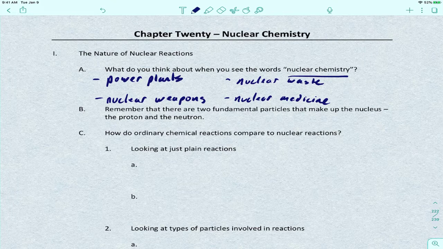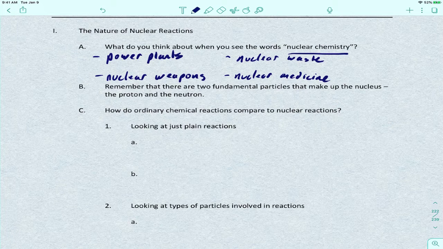Every time we talked about chemical reactions so far in Gen Chem 1 and Gen Chem 2, we've been concerned primarily with the electrons, because the electrons are the species that really drive a normal chemical reaction. For nuclear chemistry, we've got to take a different turn, and we're going to focus primarily on the subatomic particles inside the atom, the proton and the neutron. Before we look at what a nuclear reaction looks like, let's see how nuclear reactions compare to ordinary reactions.